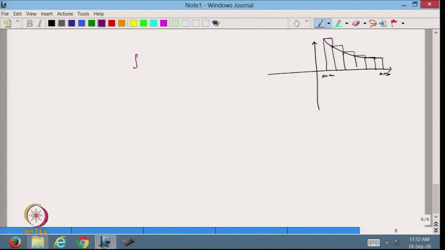Now if I want to find the integration from x 0, that is a, to x 1 of f x dx, this value will be the area under this rectangle. So this is x 0 to x 1 of y 0 dx. So this is y 0 into h. So this is my y 0 value. Then next is y 1. So in this case also the composite value will be again y 0 plus y 1 plus y 2 up to y n minus 1, into h.